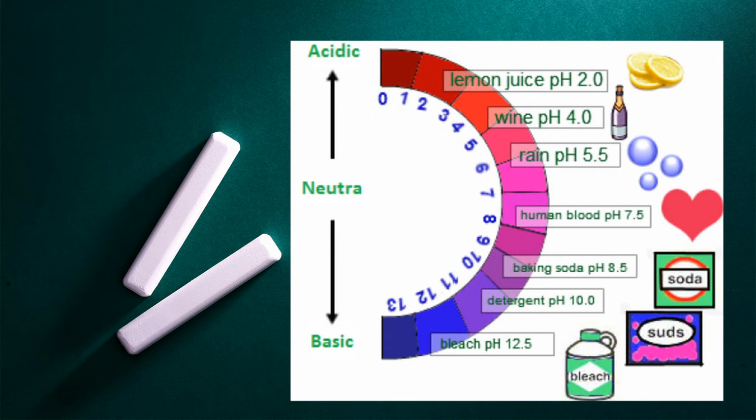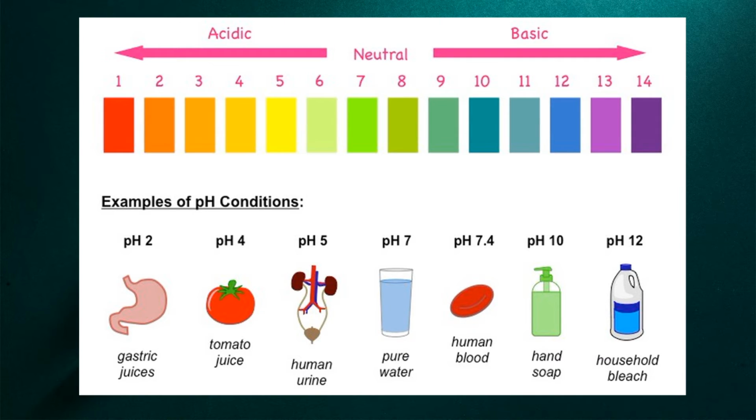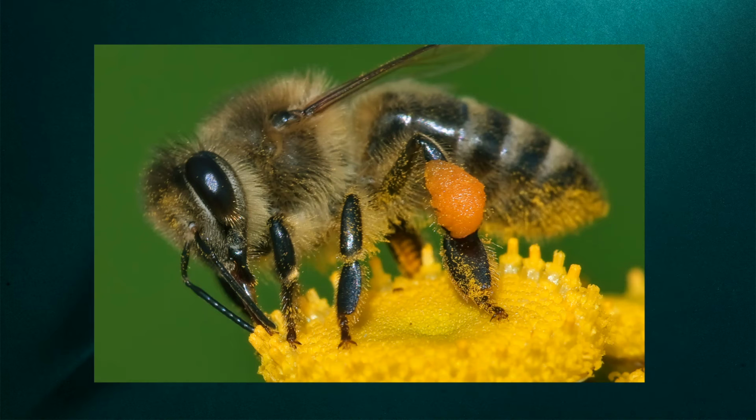pH and tooth decay. Lower pH because of sour food and sweet food can cause tooth decay. The pH of the mouth should always be more than 5.5. pH as a self-defense mechanism in plants and animals. Certain animals like the bee and plants like nettle secrete highly acidic substances for self-defense.